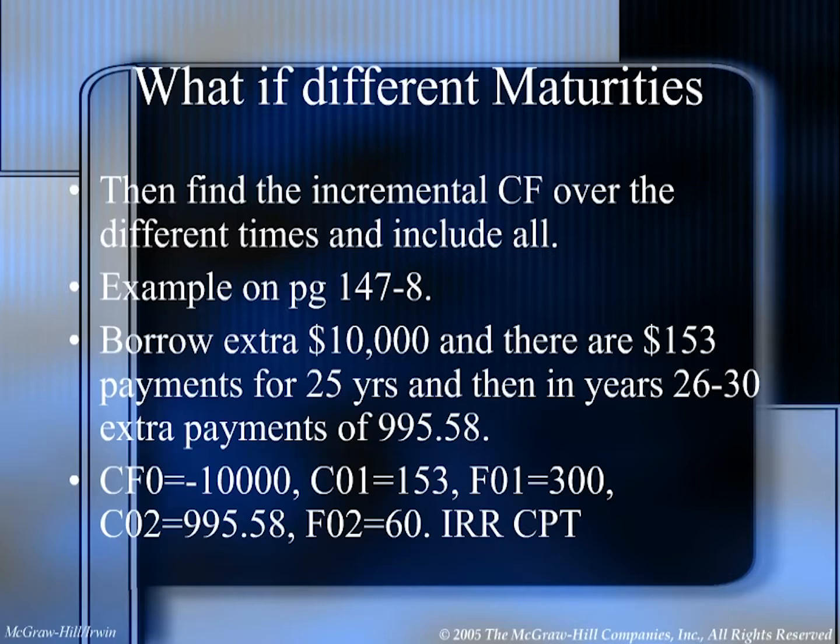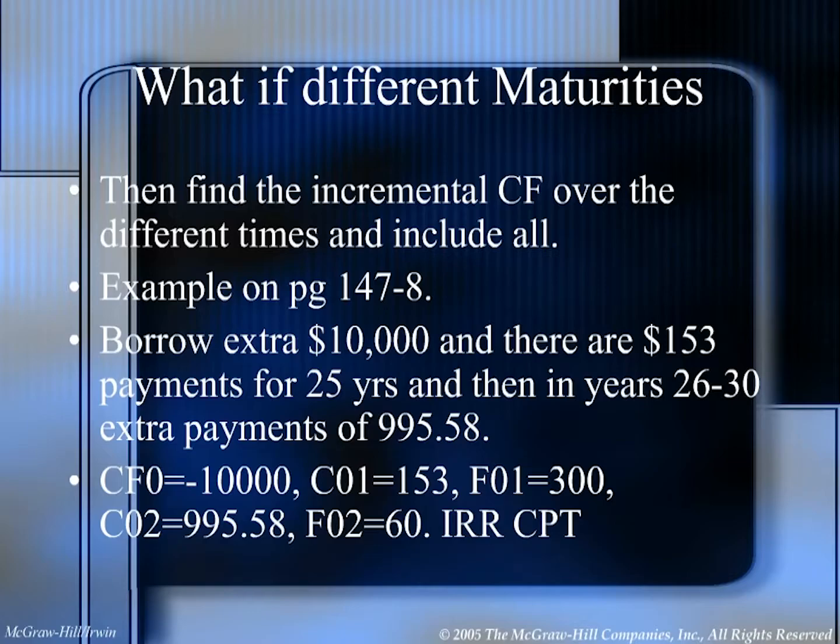So if one was only, say, for 20 years and the other for 30 years, well then for 10 years you only have one of the payments for the last 10 years. There's an example that does this on pages 147 and 148. So again, it's that same example where you're borrowing the extra $100,000, and because of the difference in the two loans, in this example there's $153 that's the incremental payment for 25 years, 300 payments. And then in years 26 through 30, there aren't any payments from the second loan, so you only have the payments from the first, so the difference between them is just the one that's left, and that's $995.58.